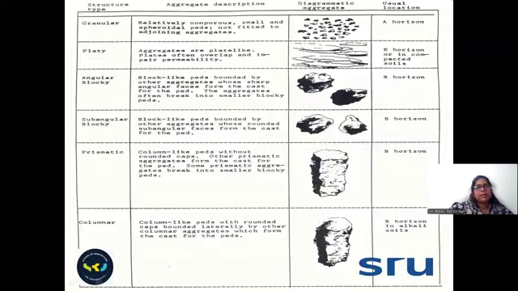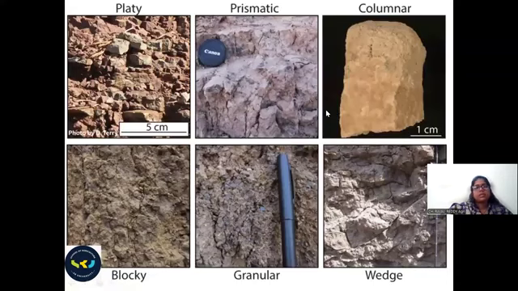So this is the table showing different soil structures along with the images. Here platy, then prismatic, here columnar, then this is the granular structure, this is blocky, and this is wedge shaped structure. As you can observe here, the classification is mainly based on the length of their axis, meaning how the horizontal and vertical axis lengths vary. Based on that only, they have classified.